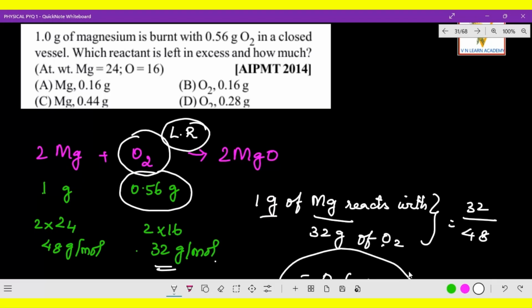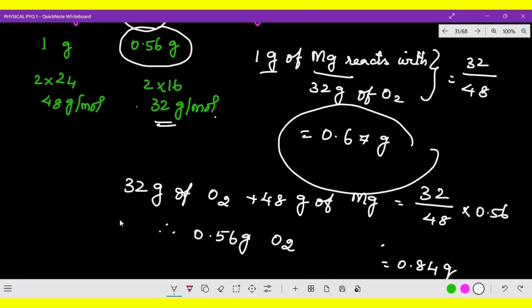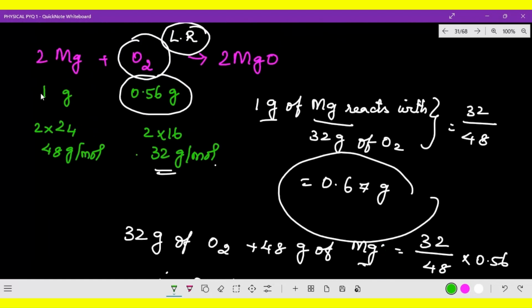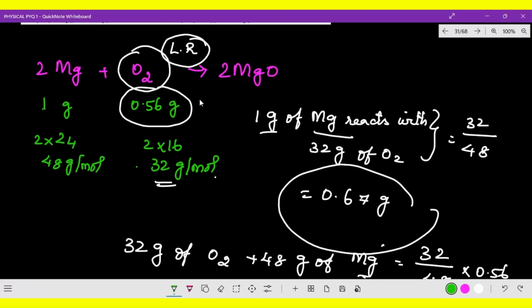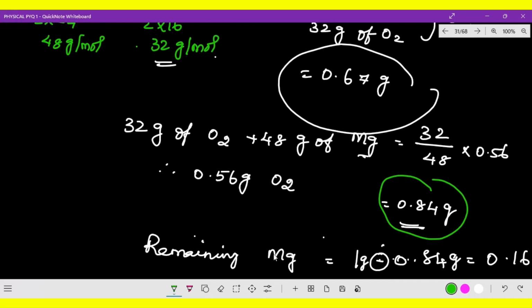Now 1 gram is showing this much, meaning 0.56 gram of oxygen shows how much. That's all. So you are getting the magnesium value. What is that magnesium value? It is that 0.56 gram of oxygen can take part in 0.84 gram of magnesium. Hope you got the clarity. See here, 48 gram of magnesium combines with 32 grams of oxygen. Here, in this data, they have given 0.56 gram of oxygen. So 0.56 gram of oxygen combines with 0.84 gram of magnesium. That is the limiting reagent.